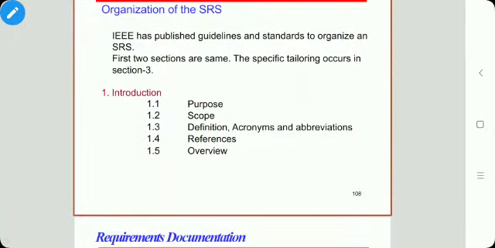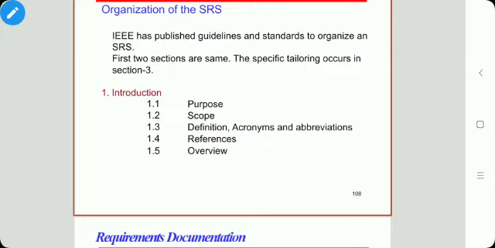Dear students, in the last section we have seen the entity relationship diagram. In this section we will see the organization of the SRS, and this is the last topic of unit 2. So, organization of the SRS. The Institute of Electrical and Electronics Engineers, that is IEEE, has published guidelines and standards to organize an SRS document.